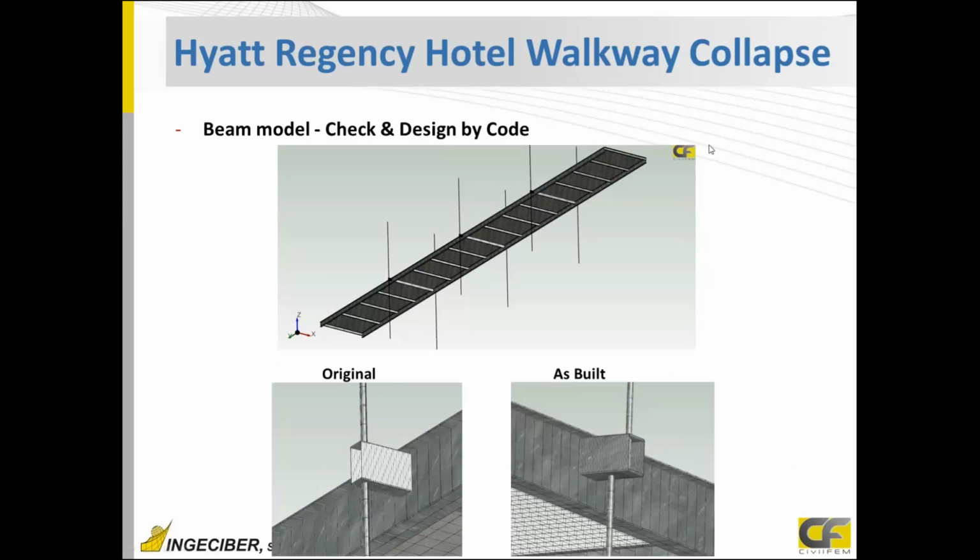So, first, we will start by making a beam model, and we will perform a check and design by code. So we will have an idea of how the design was, if the failure was around here, or if any other part of the model was failing. After analyzing the original and as-built situation with the beam model, we will go to a much more detailed model with solid elements instead of beam elements. This is a beam model, and we will analyze in some detail the parts of the union of both walkways.